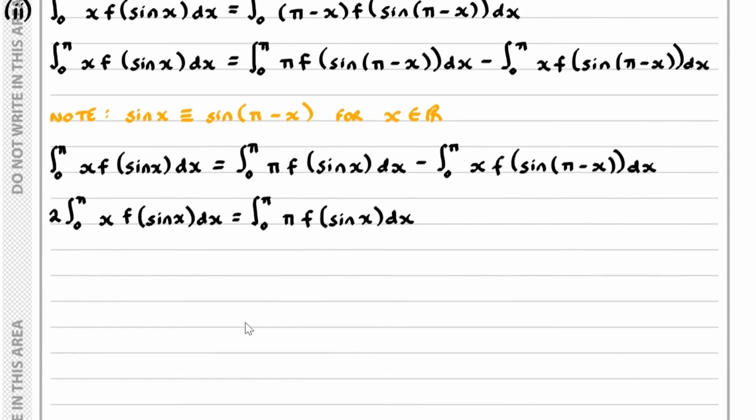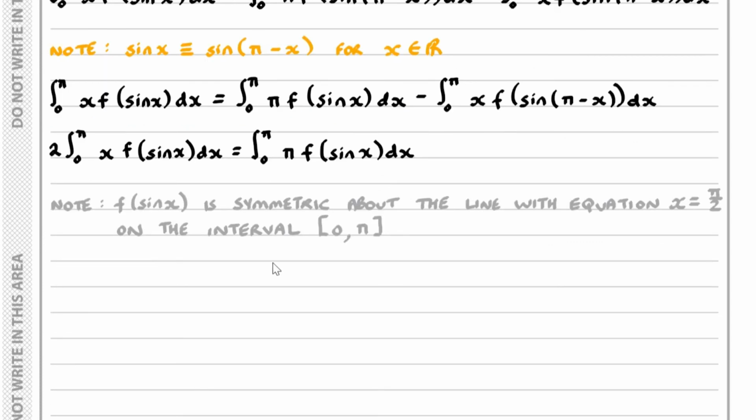Now, what we also know, f of sine x is symmetric about the line with equation x equals pi over 2 on the interval 0 to pi. So because of symmetry, what we can then say is 2 times the integral from 0 to pi of x times by f of sine x with respect to x is equal to 2 times by the integral from 0 to pi over 2 of pi times by f of sine x dx.